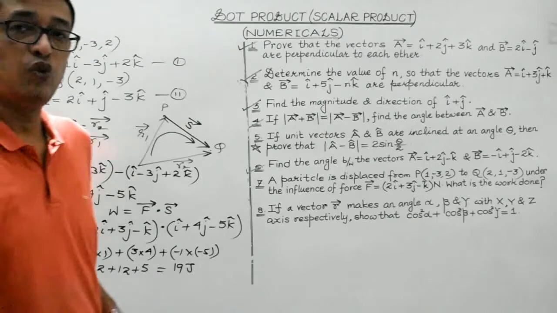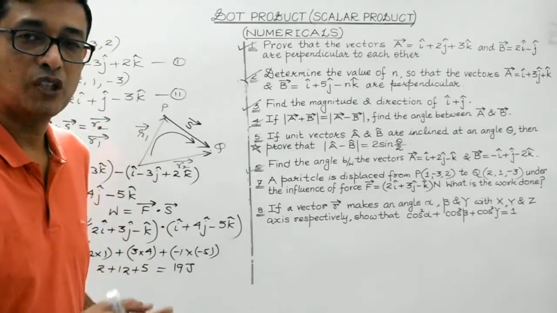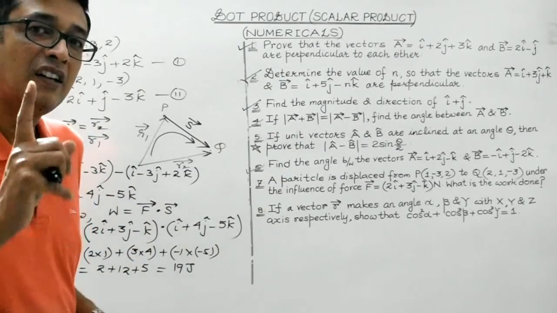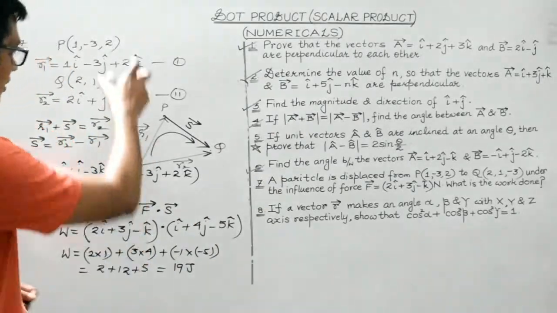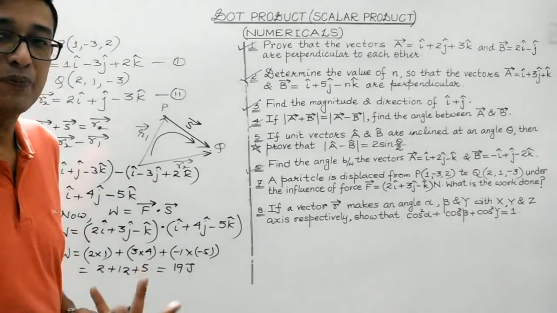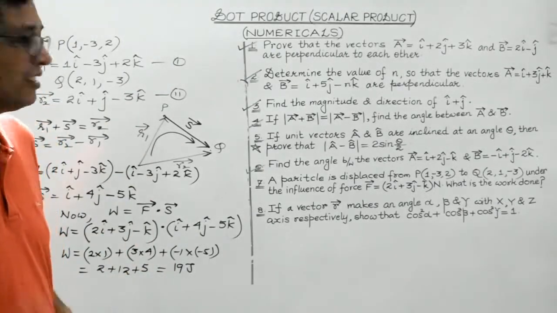So students, the work done in displacing the body from P to Q under the influence of this given force is found to be 19 joule, right? So this is how we can determine the work done by using the concept of scalar product or dot product, right?